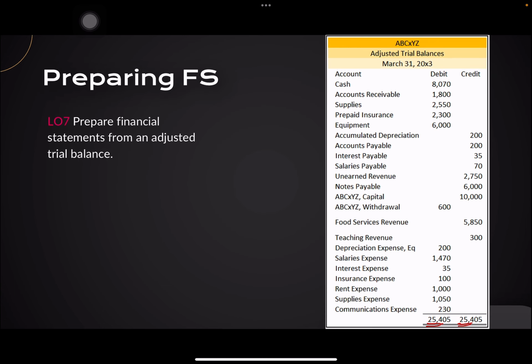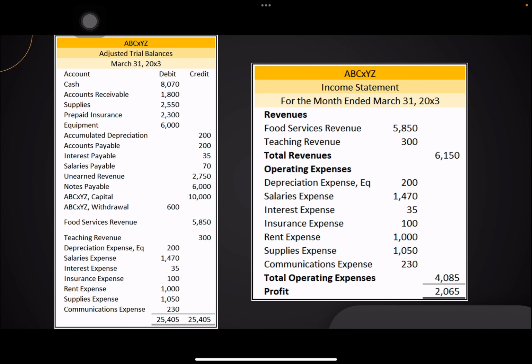Okay? And from your adjusted trial balance, what you need to do next is to categorize these accounts and classify them into their respective financial statements. So let's discuss the income statement first. Again, income statements will include all of your revenue and expense accounts.